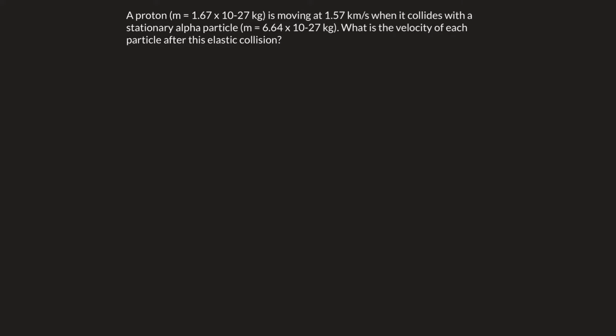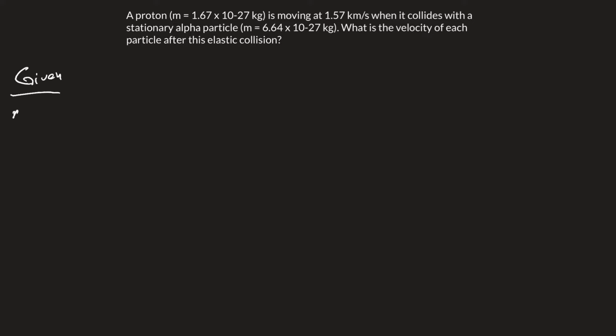Here we have an elastic collision problem. So we've got a proton with some mass moving at 1.57 kilometers per second. When it collides with the stationary alpha particle of some other mass, we're looking for the velocity of each particle after the collision. So if we analyze what we know, we can start with our givens.